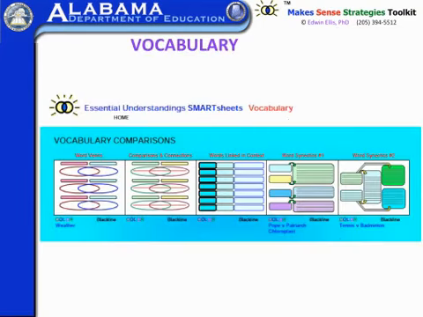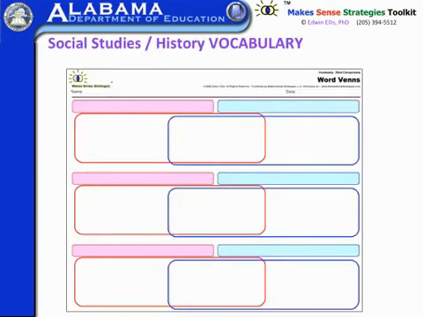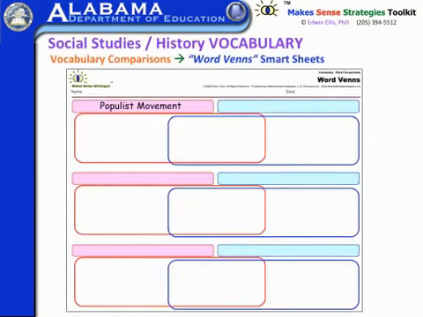Word comparisons. One of the things you can use is just a series of Venn diagrams. And so for an example, in high school you might be comparing the populist movement with progressivism, or Plessy versus Ferguson, or the Hepburn Act versus the Pure Food and Drug Act, and so forth.